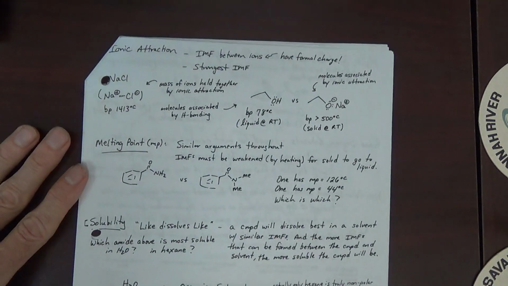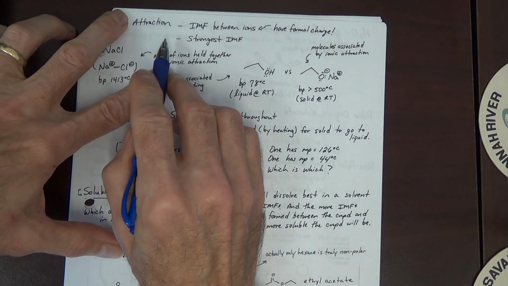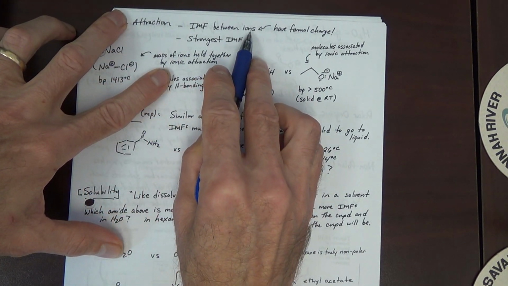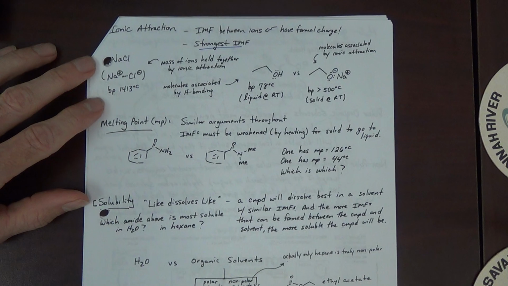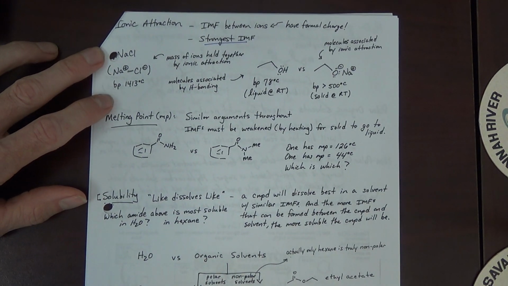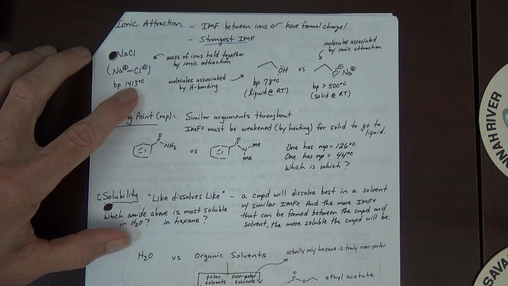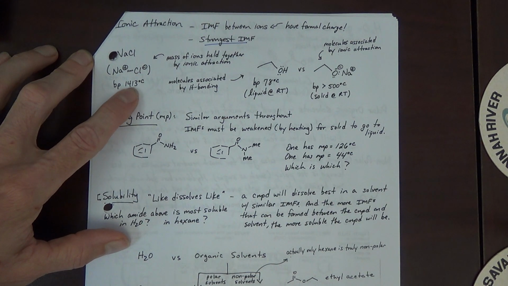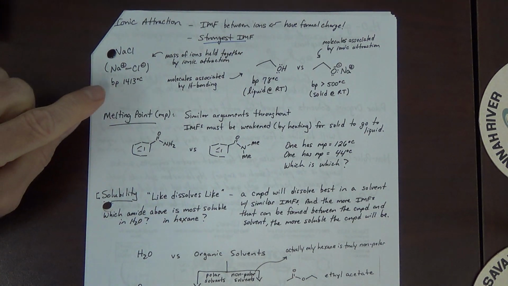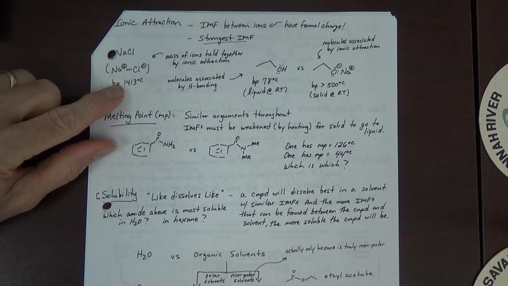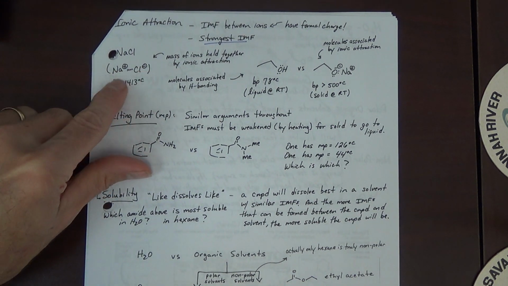Now the fourth was the ionic attraction. And ionic attraction is the IMFs that are between ions, and this is your strongest IMF. If we look at sodium chloride, salt has a boiling point of 1400 degrees. I'm not sure how this was determined. Probably under vacuum. If you can imagine table salt boiling. But these are formal ions, and this is going to be very strong attraction.